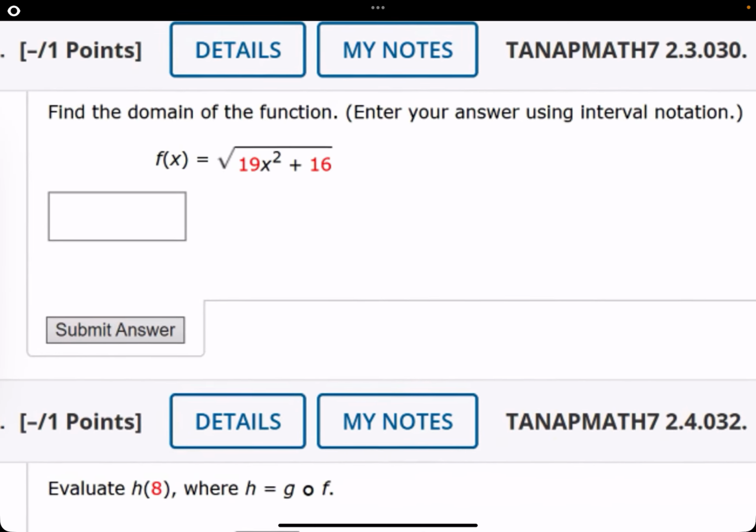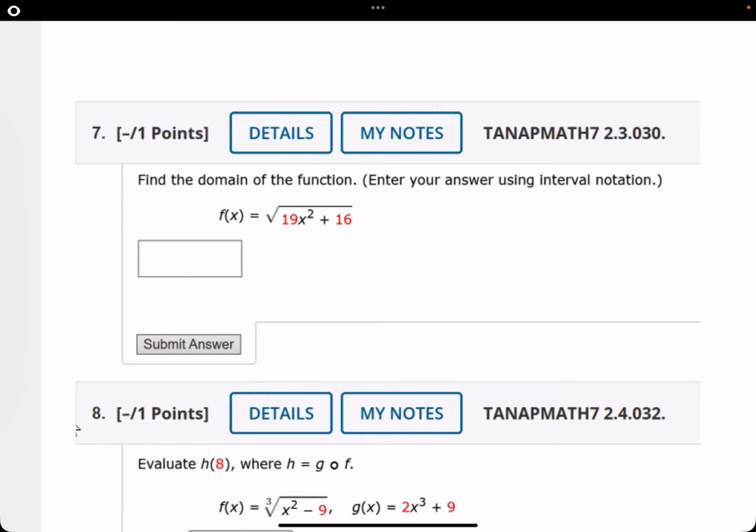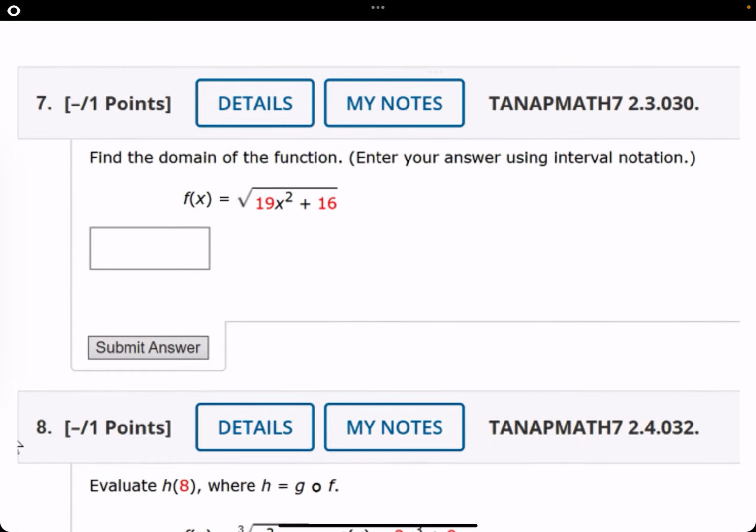Number 7. Find the domain. Notice in this case there are no x values in a denominator. However, we have a square root. What values can we not have under a square root? That's right, negative values. So we can't have negatives under a square root, so it must be the case that 19x squared plus 16 has to be either greater than or equal to 0.